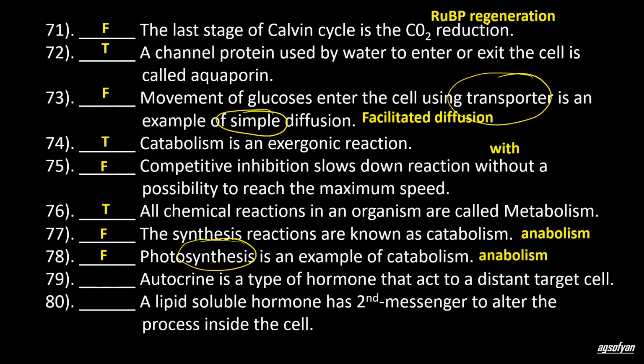Autocrine is a type of hormone that acts to a distant target cell. No, auto means self, okay? So it should be for itself. So the target is actually itself or its own cell.